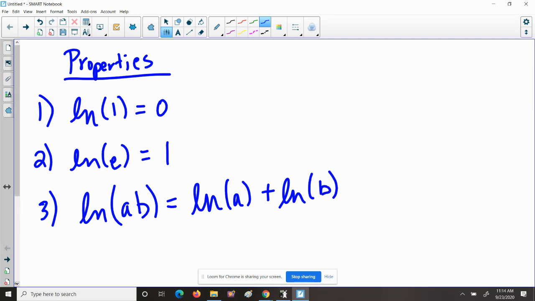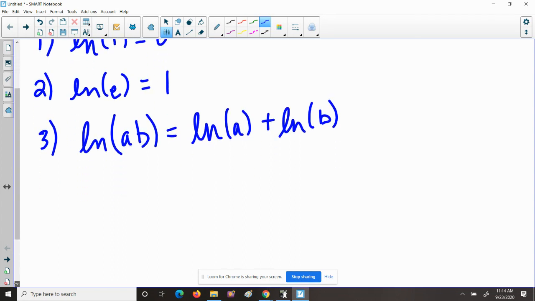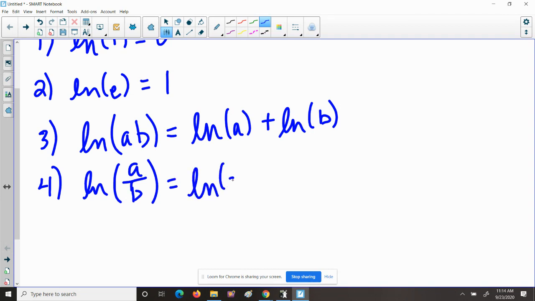When we have division, we can do the opposite. We can turn it into a subtraction. So if we have natural log of a divided by b, we can turn that into natural log of a minus natural log of b.